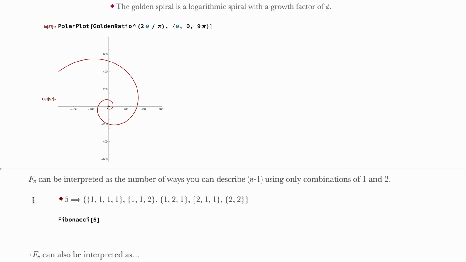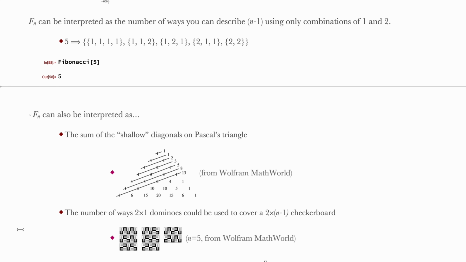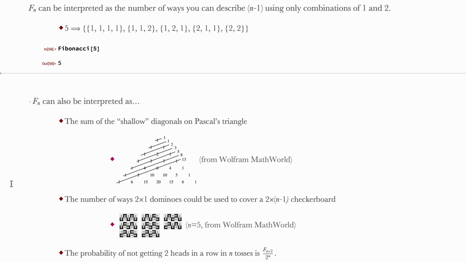Along with that, the nth Fibonacci number can actually be interpreted as the number of ways you can describe n minus 1 using only combinations of 1 and 2. For example, the fifth Fibonacci number is the number of ways you can describe 4 using only 1 and 2, which gives us 1111, 112, 121, 211, 22. This should tell us that the fifth Fibonacci number should come out to be 5, and we can confirm that using the Wolfram language.